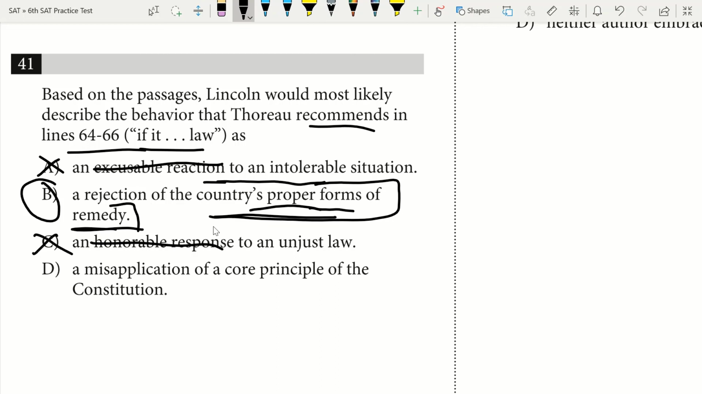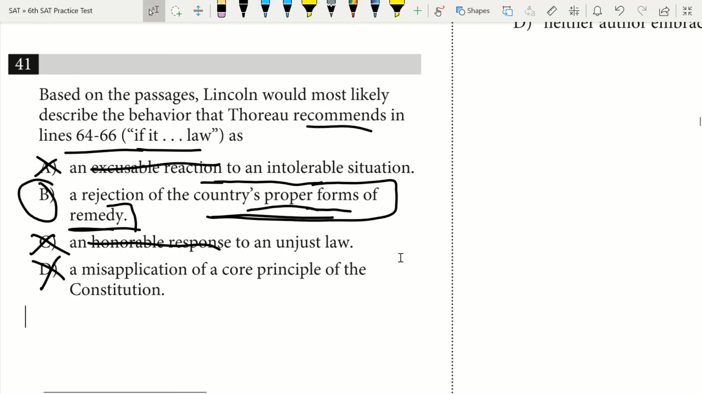D, a misapplication of a core principle of the Constitution. He would say that you're not applying a core principle of the Constitution because he considers obeying laws a core principle, so he wouldn't say you're misapplying it. He would say you're just not applying it at all. So D would be wrong as well.